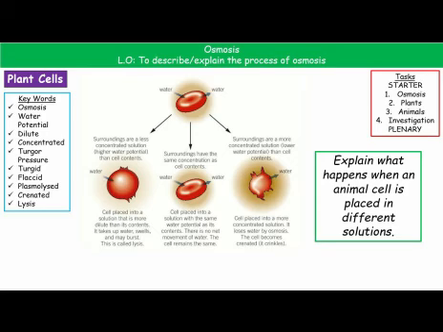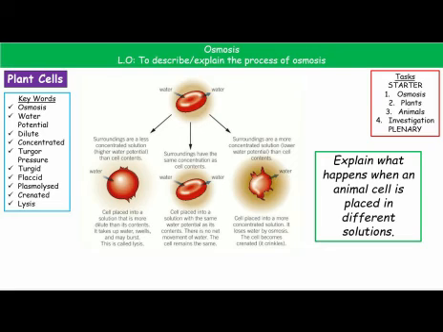If we place our red blood cells into a lower water potential solution than the cell contents, then the water moves out of the red blood cell and it shrivels. It's going to shrivel up into this type of cell called a crenated cell.